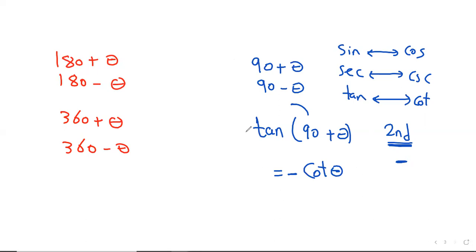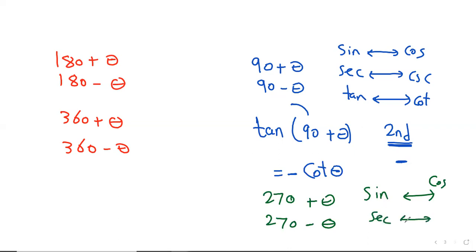And also 270 plus theta or 270 minus theta. It changes sine to cosine, cosine to sine, sec to cosec, and cosec to sec, tan to cotan, and cotan into tan.